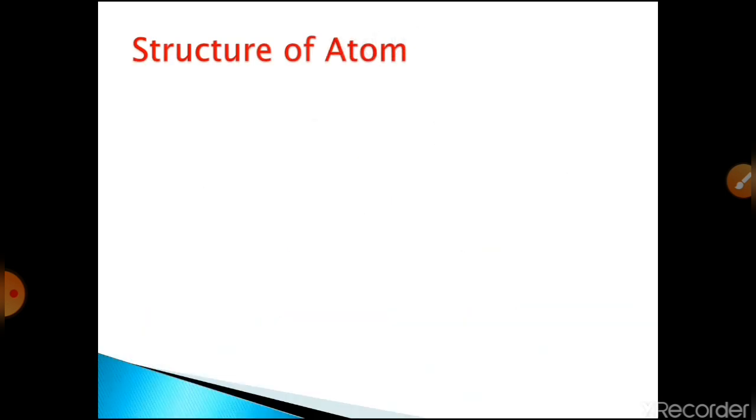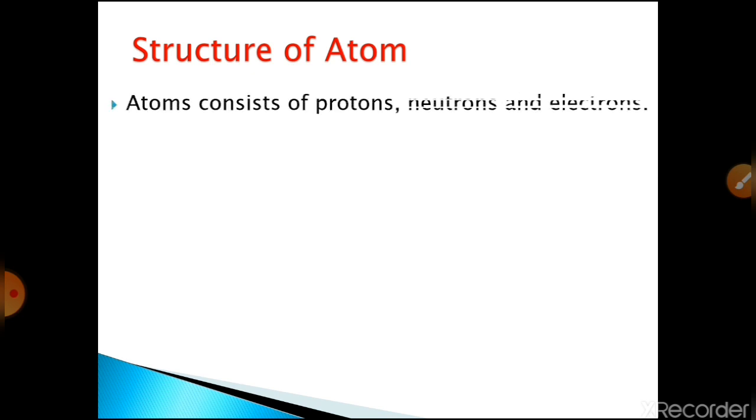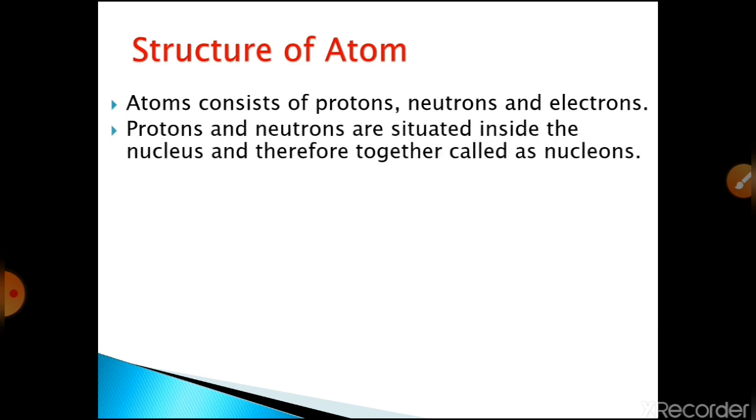So first, structure of atom, meaning how atoms look like and which are the different particles of an atom. There are three main particles of atom, that is protons, neutrons and electrons. Protons and neutrons are always present inside the nucleus, therefore they are known as nucleons. And electrons are revolving around the nucleus in various fixed orbits.